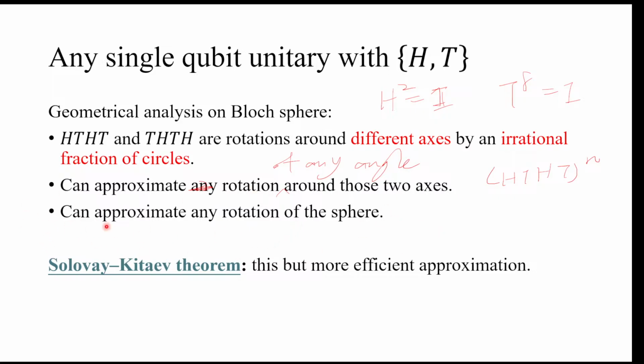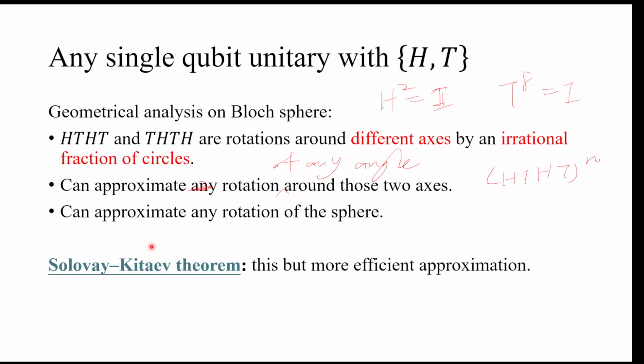You can show that you can do arbitrary rotation around the sphere by just doing enough rotation around two different axes. Okay, so that completes our proof of the universality. And one more thing to say here: this is easy to show, but a kind of stupid way to show that everything can be approximated by Hadamard and T.